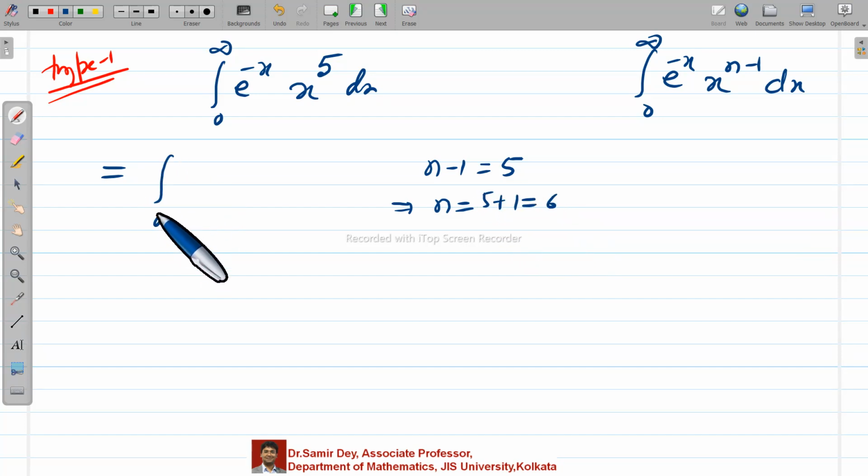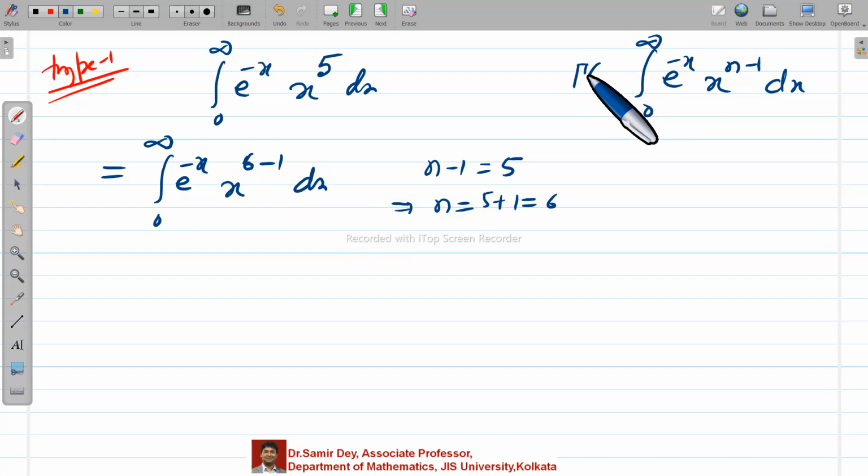So now you can rearrange it: integral from 0 to infinity of e to the power minus x, x to the power 6 minus 1 dx. Clear? So now formula wise, integral from 0 to infinity of e to the power minus x, x to the power n minus 1 dx can be written as, automatically your n will be the gamma. So here gamma 6. Clear? Formula wise. Now, what would be the gamma 6 value?